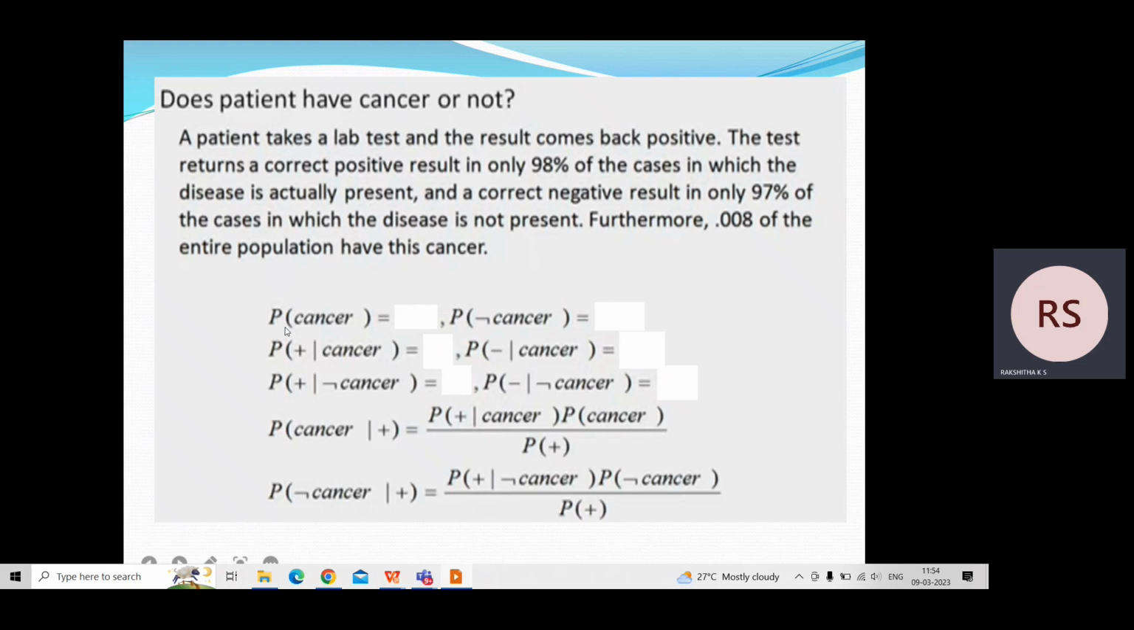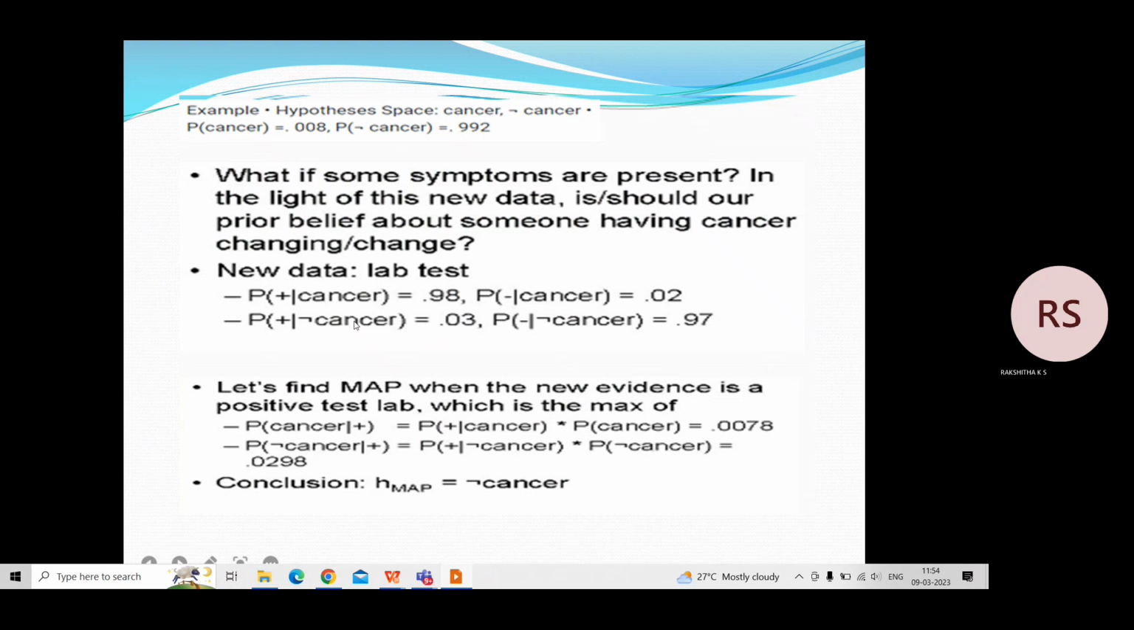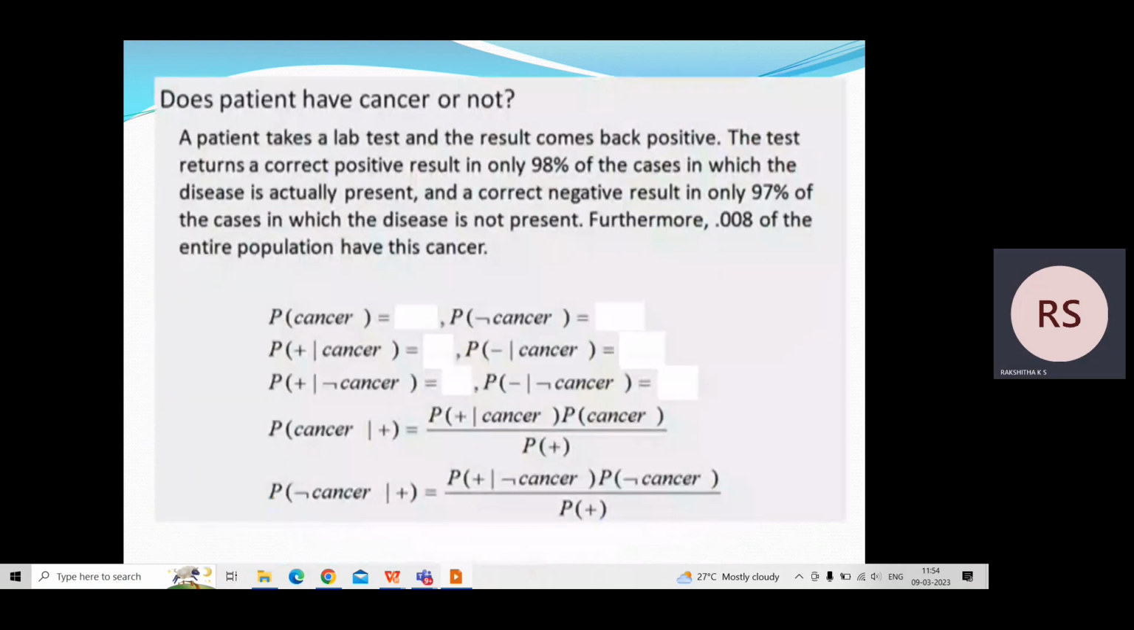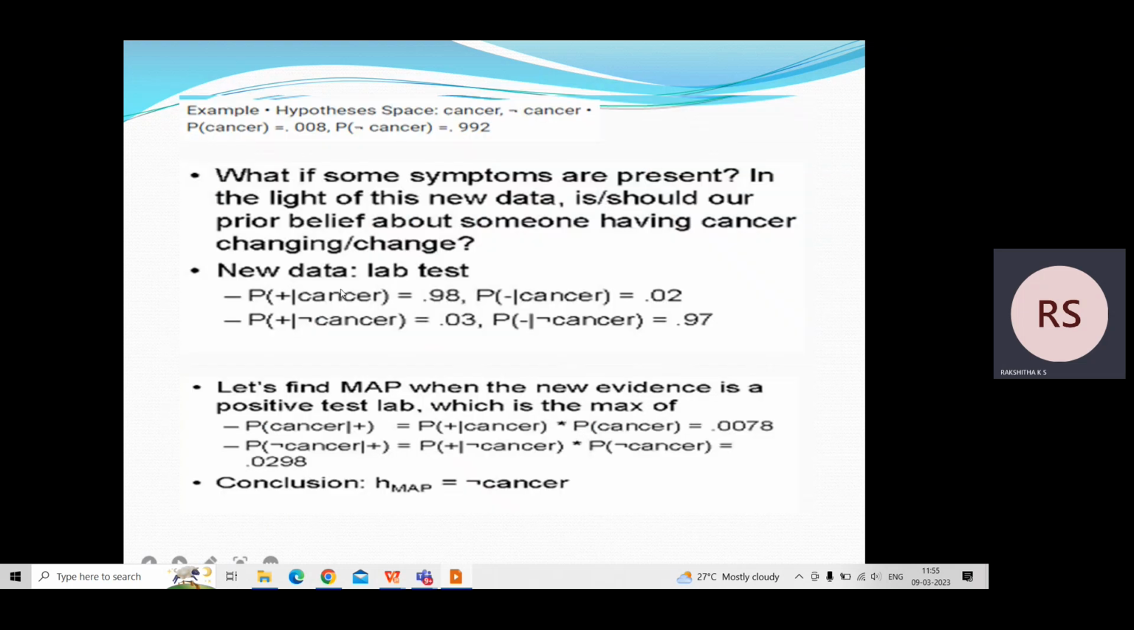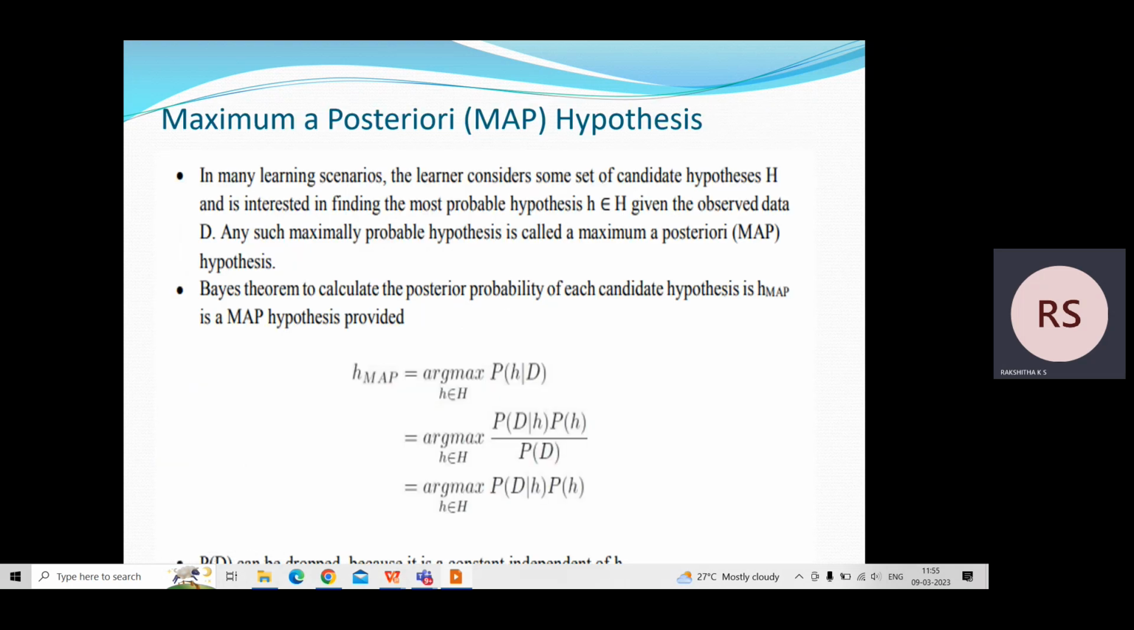We calculate this using the probability of cancer given, the probability of a positive result given cancer, and the probability of a negative result given cancer. Here the probability of a positive result is 0.98 and of a negative result is 0.02. The negation of the positive is 0.03 and the negation of the negative is 0.97. Then we calculate the maximum a posteriori hypothesis, and for the negation we get a value of 0.07.